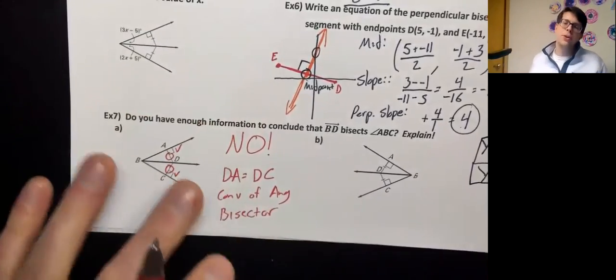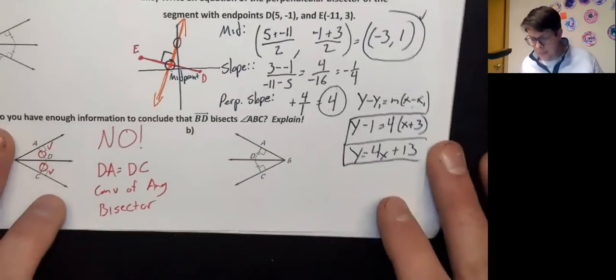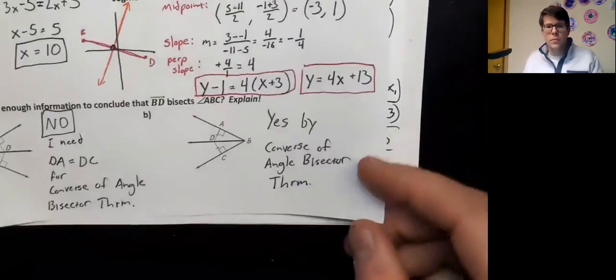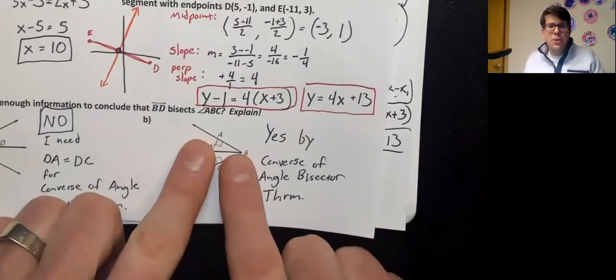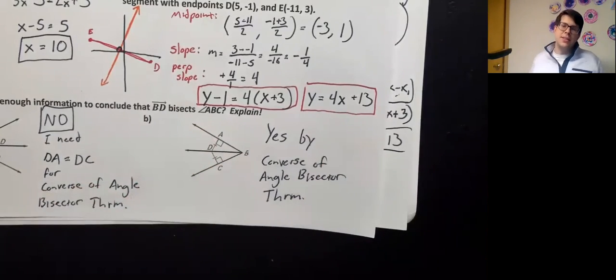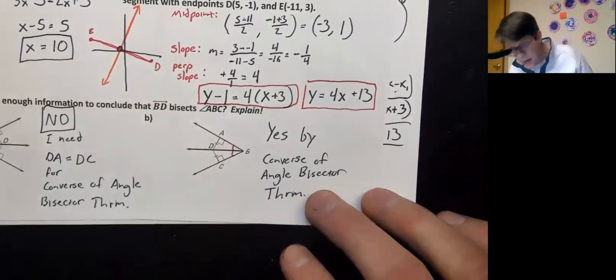All right, your turn. See if you can do letter B on your own. See if you can come up with a similar type of conclusion. Our picture has the perpendicular angles and it has the equidistance. So you get to say yes. Yes, the converse of the angle bisector theorem is going to allow you to state that we have an angle bisector on our hands.